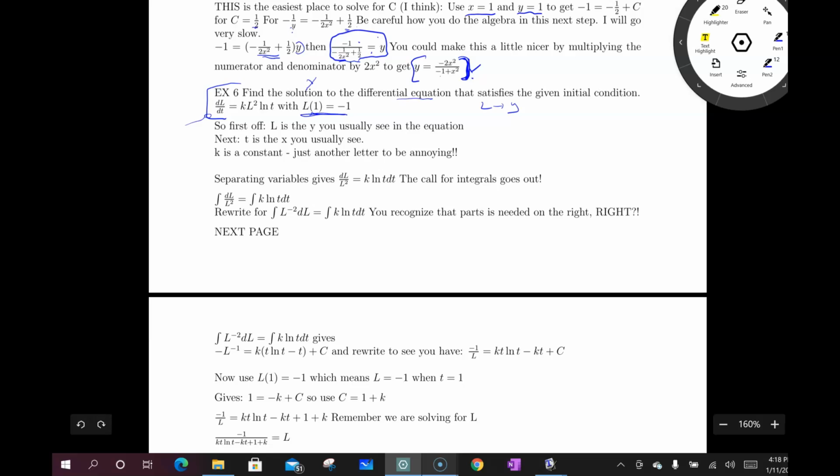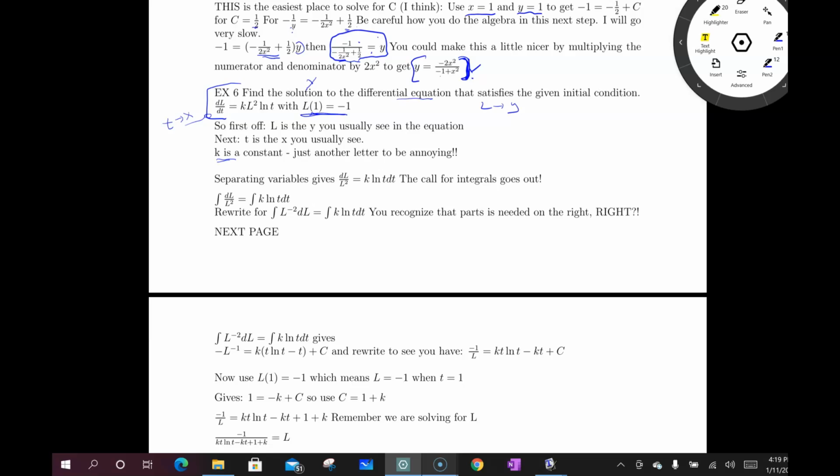Okay, by looking here, I can see t is like the x, right? So what's this k? What's the k? K must be a constant. So be careful that you're just carrying it along. Just another letter in there. I know, it's just annoying, but just want to make sure you're keeping it straight.